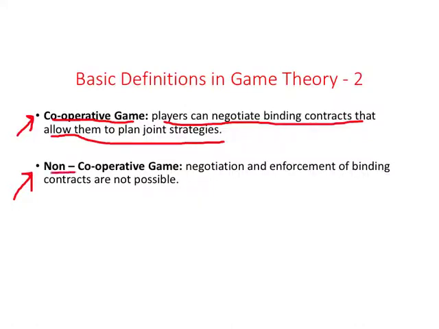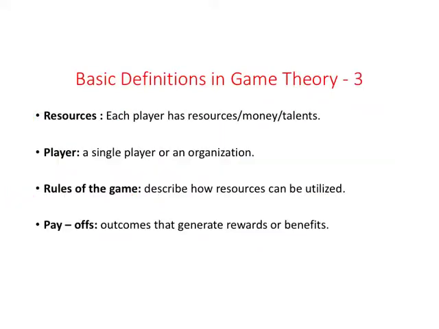A non-cooperative game, on the other hand, is just the opposite. Negotiation and enforcement of binding contracts are not possible. So here people basically do not communicate with each other, they just play the game as professionals. So you should know the difference between a cooperative game, where you talk to the others, and a non-cooperative game, where you do not talk to the others. In game theory, we'll look at non-cooperative games.